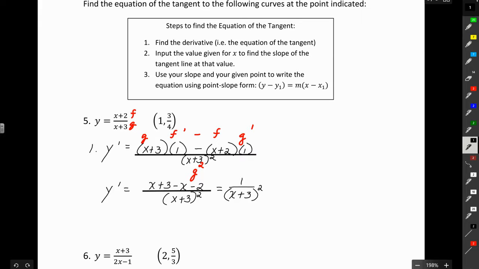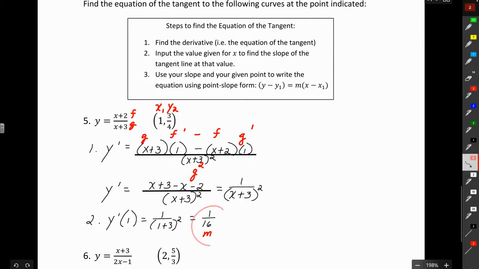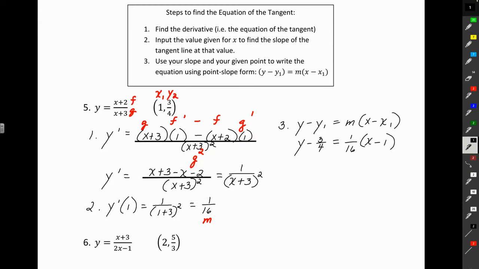And now step 2, we're going to take the given value of x, which is 1, and we're going to substitute that into our derivative equation. And that'll give us 1 over 16. Now we have our slope, and we have our point. We can use point-slope form. And so now I have it in point-slope form, so that's great.